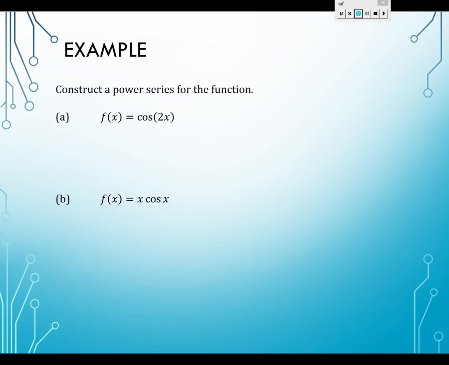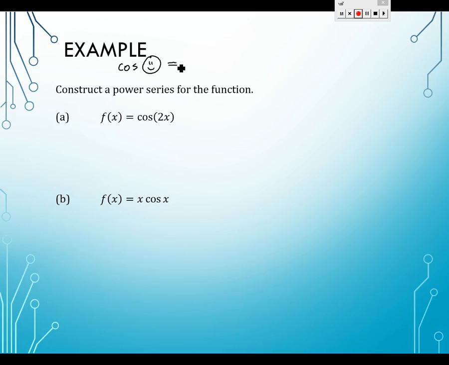The second derivative will be, or, wait, hold up. I know the power series for cosine x, don't I? Well, no. If I know the power series for cosine of u, what's the... I mean, all we're saying is, isn't this the thing that we just derived on the previous slide?